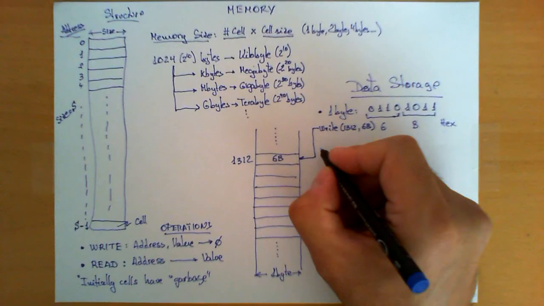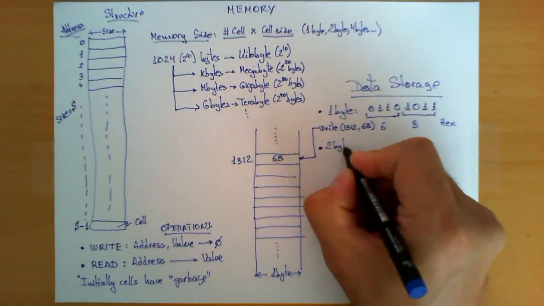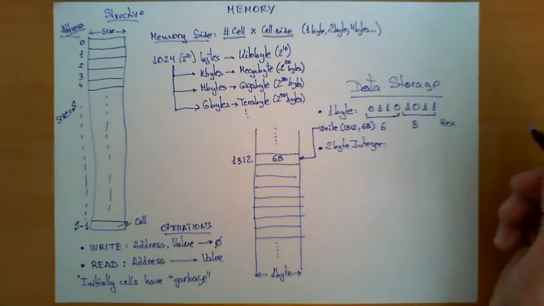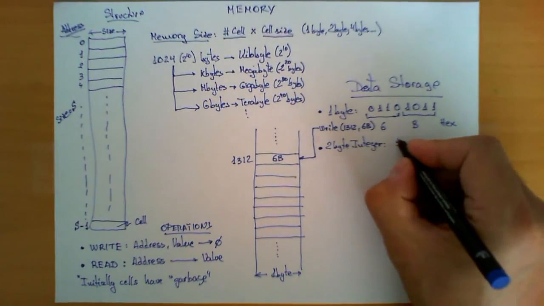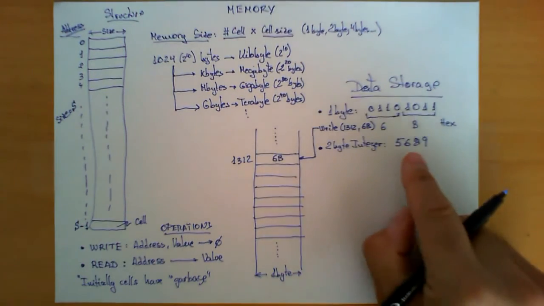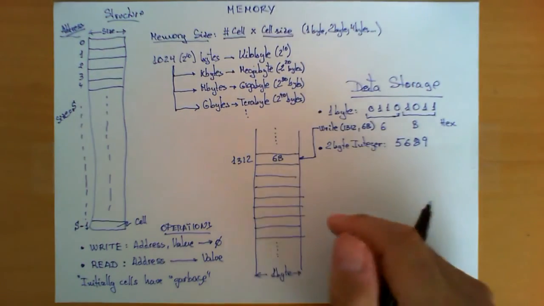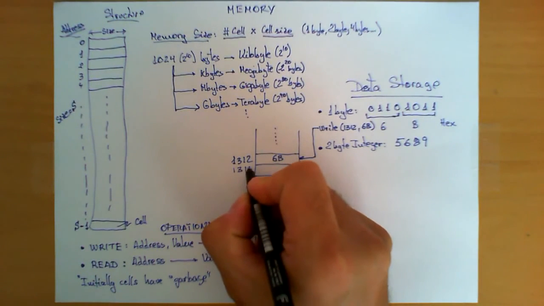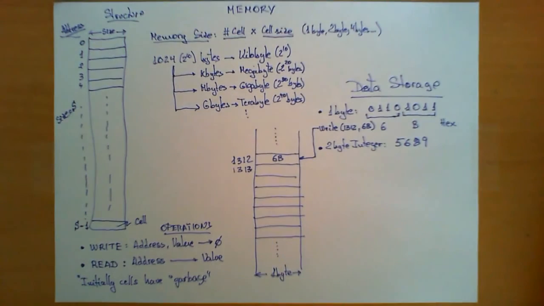What if I want to store a 2-byte integer in memory? Let's assume, for example, it is the number 5689. How do I store this integer into memory? And let's assume that I want to store that integer in position 1313. How do I do that? Well, I basically apply the same trick here, but with a little bit of a twist.